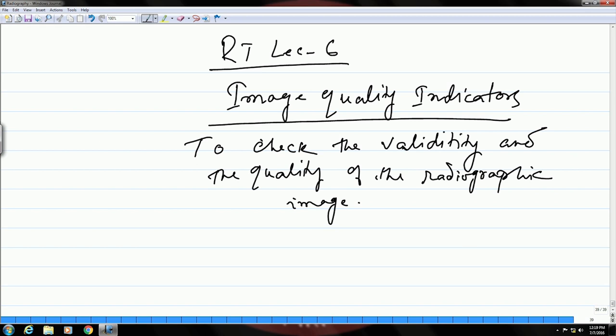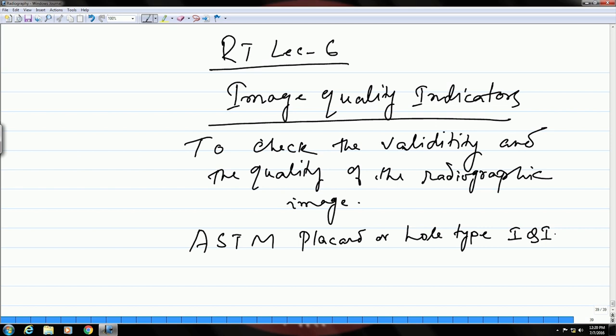And there are different kinds of image quality indicators which are in use. So let us talk about those one by one. The first one that you have is the ASTM placard type or hole type. These image quality indicators are abbreviated as IQI, and the commonly used name for this is penetrometer. People also commonly call them penetrometer. And there are different types which we are going to talk about right now.